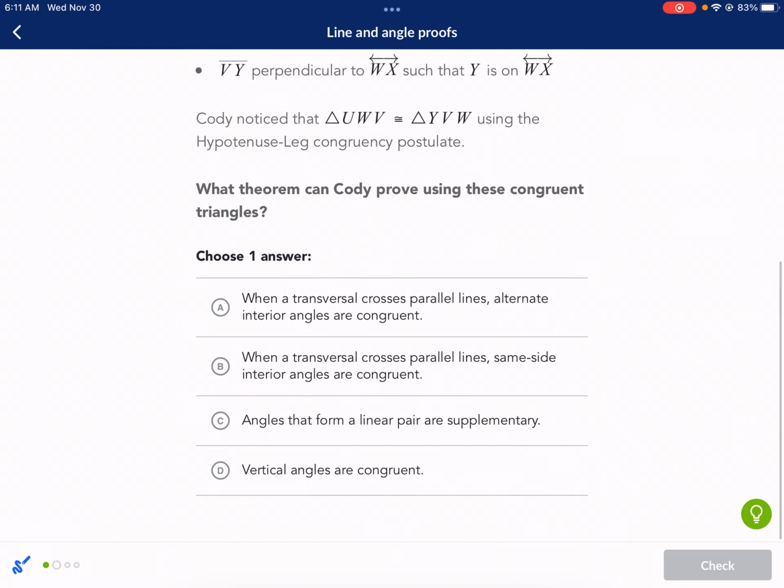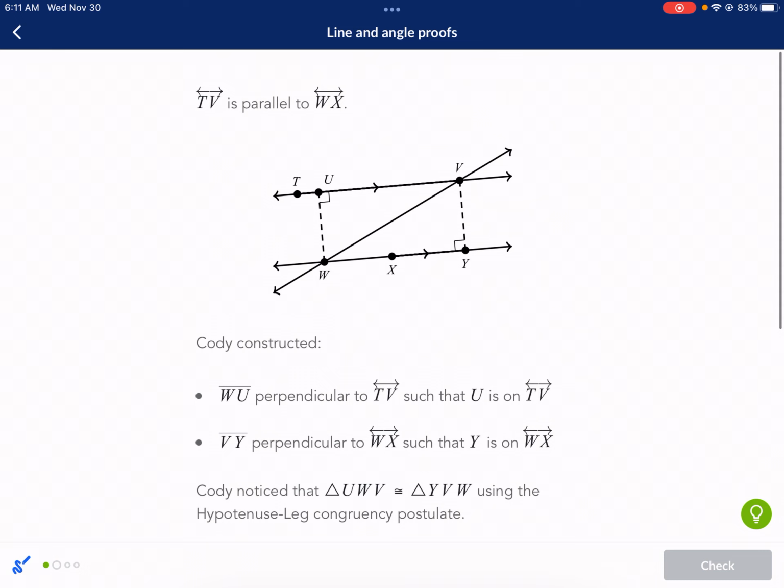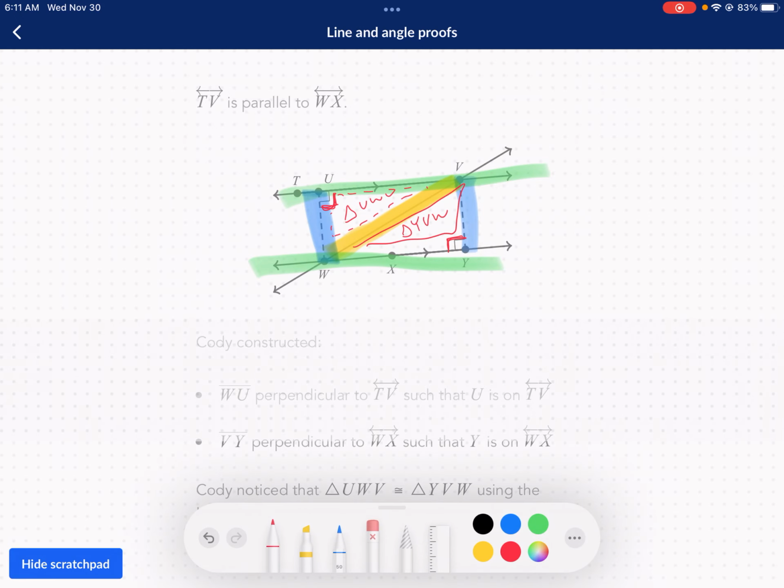So let's see. What theorem can Cody prove using these congruent triangles? When a transversal crosses parallel lines, alternate interior angles are congruent. Well, first off, that's a true statement if you know about the theorems for transversals. But let's go back to this problem and see if it is true. I have a lot going on here. Let me erase a little bit.